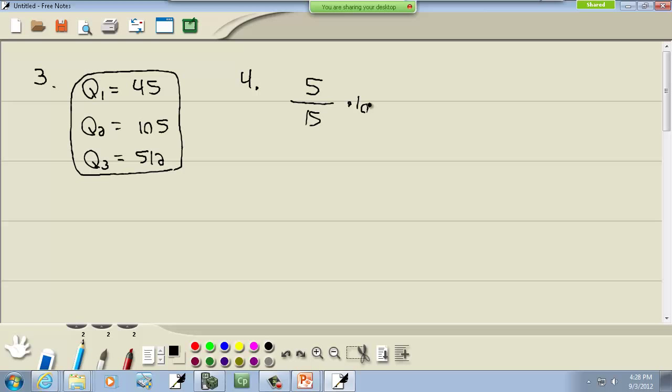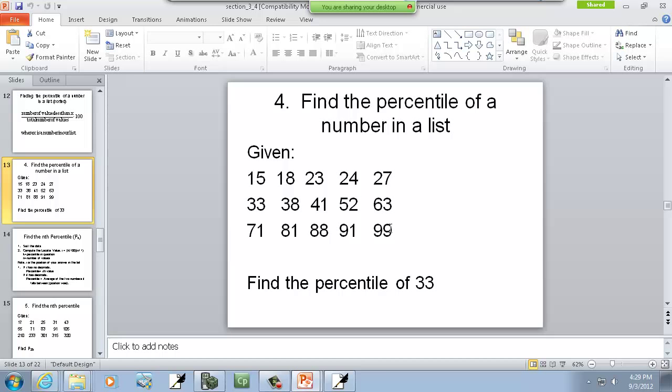So let me see what I get here. It should be 33%. 5 divided by 15 times 100 is 33. The 33rd? Okay, well, that's just bizarre. 33 actually gives you a 33rd percentile. What are the odds? But that's finding the percentile of a number in a list.